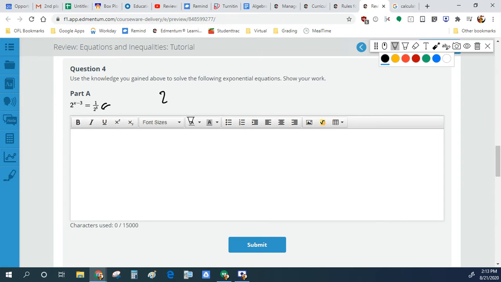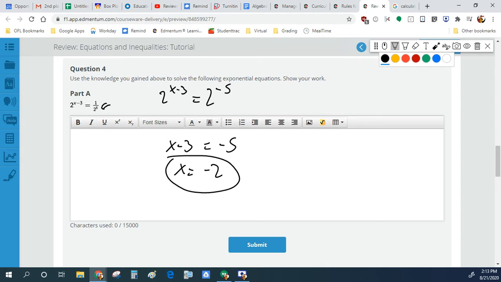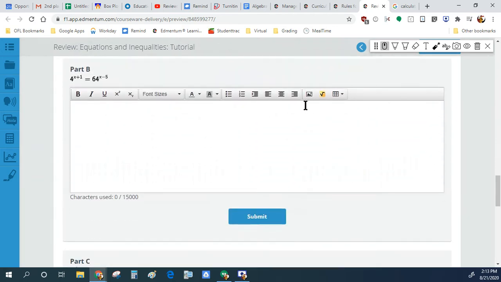So we have this 2x minus 3. Since it's at the bottom, it's going to be the same thing as equals negative 5. So this just becomes x minus 3 equals negative 5, and our answer becomes x equals negative 2. The first part is kind of simple, but it gets trickier when we get to the next part.